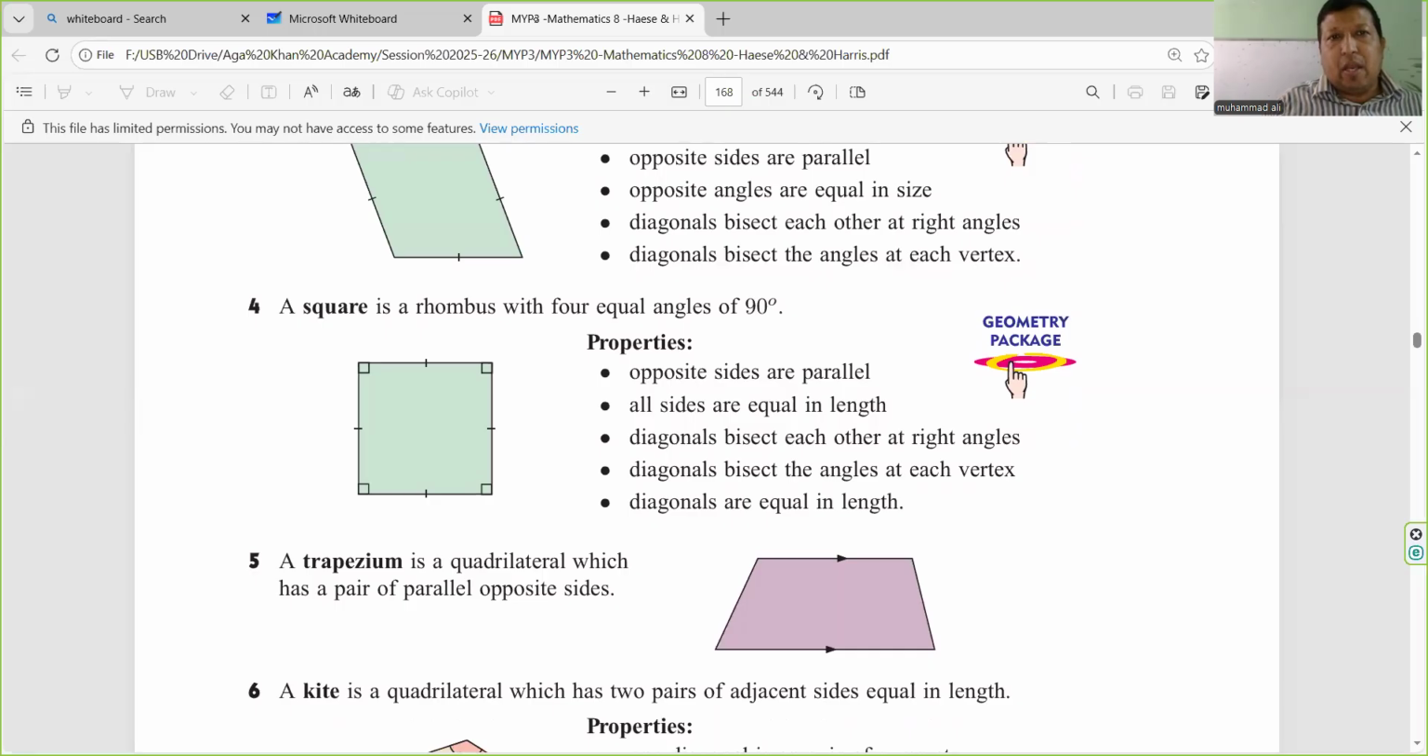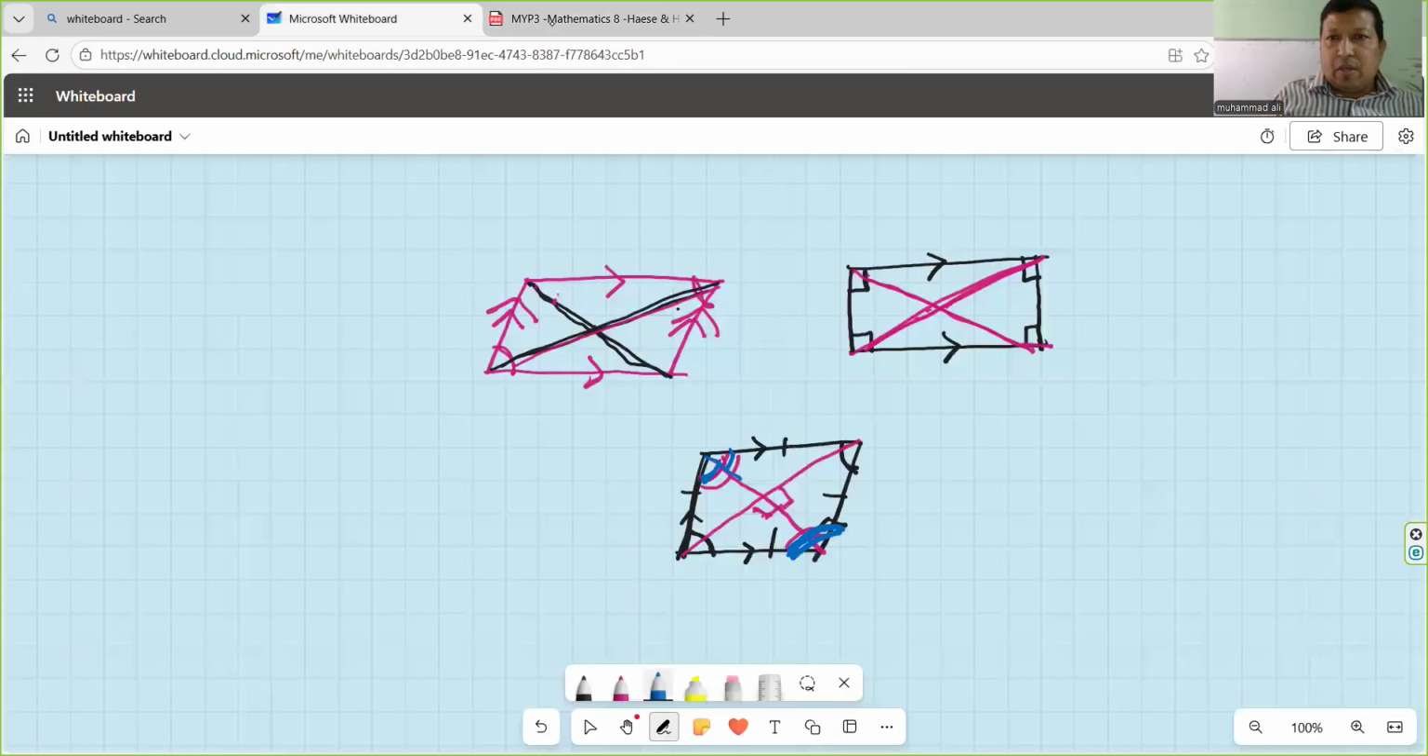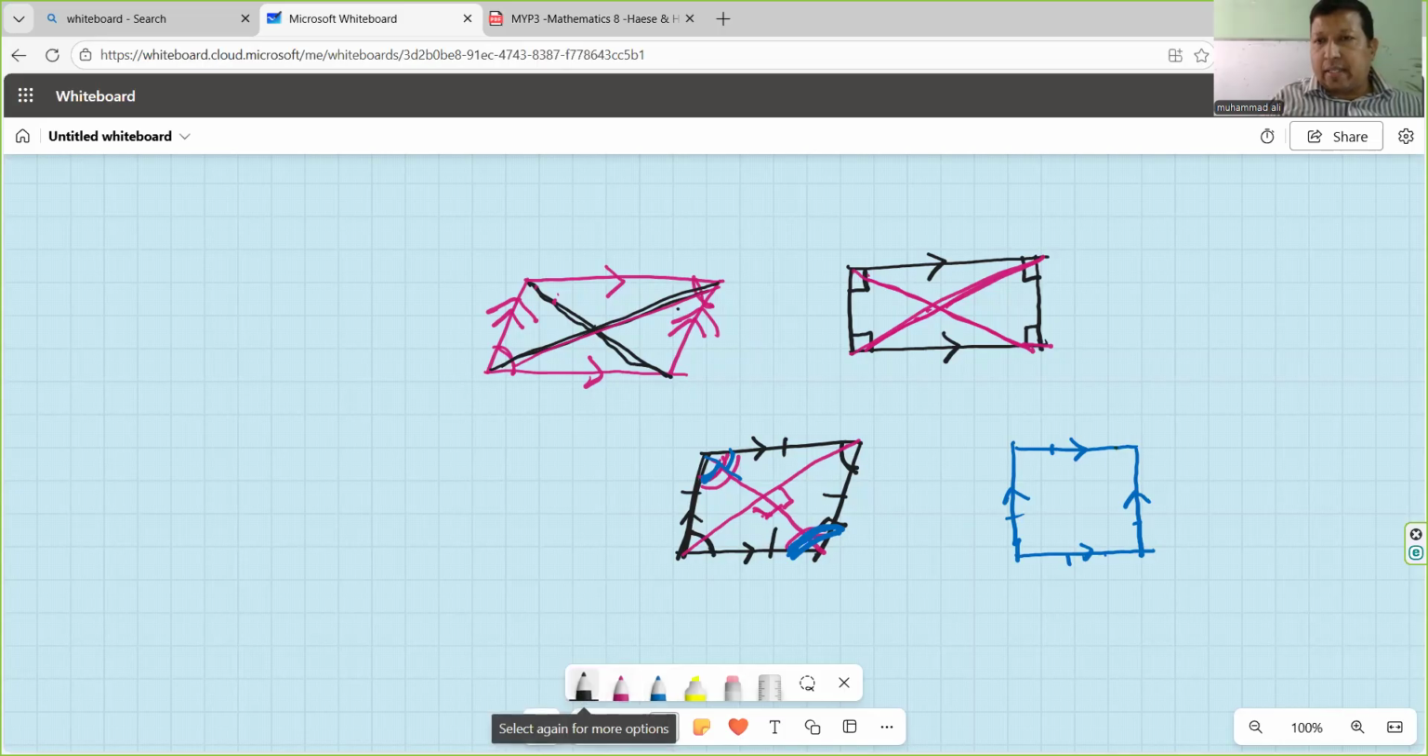Now square. A square is a rhombus with four equal angles of 90 degrees. So here all the sides are equal, all the angles are equal, that means 90 degrees. Opposite sides are parallel. If we sketch a square, all the sides are equal and these are parallel. And all the angles are right angles.